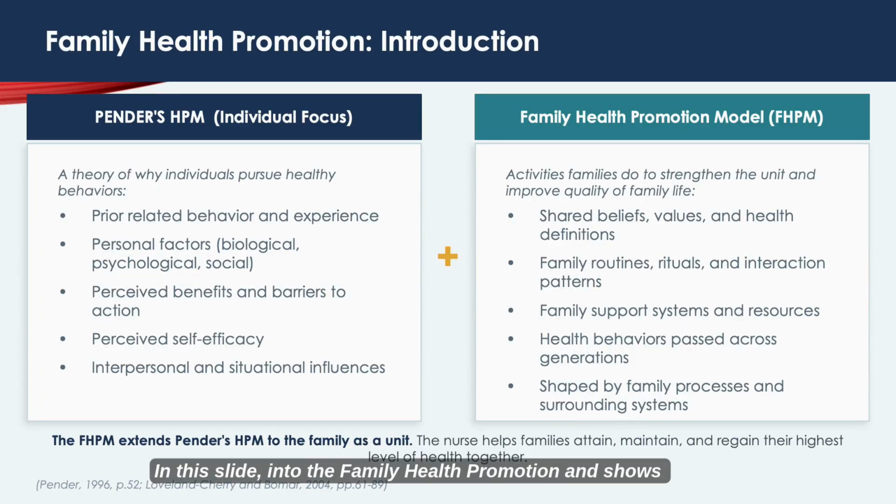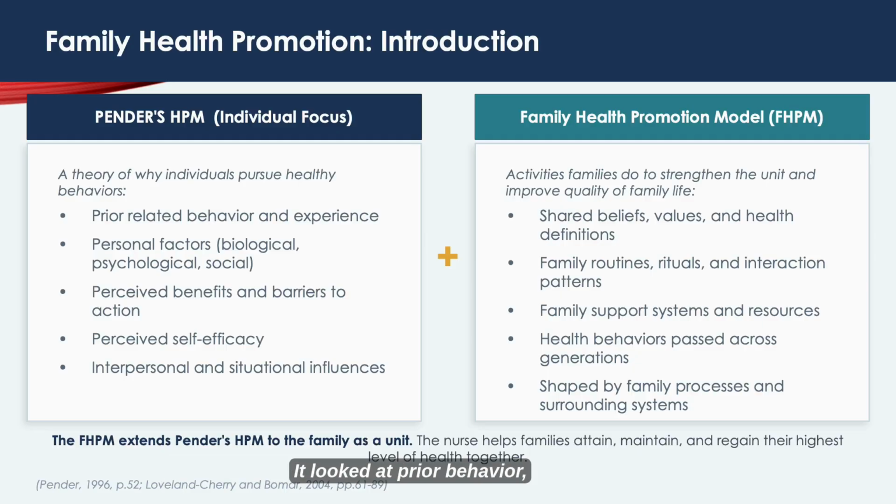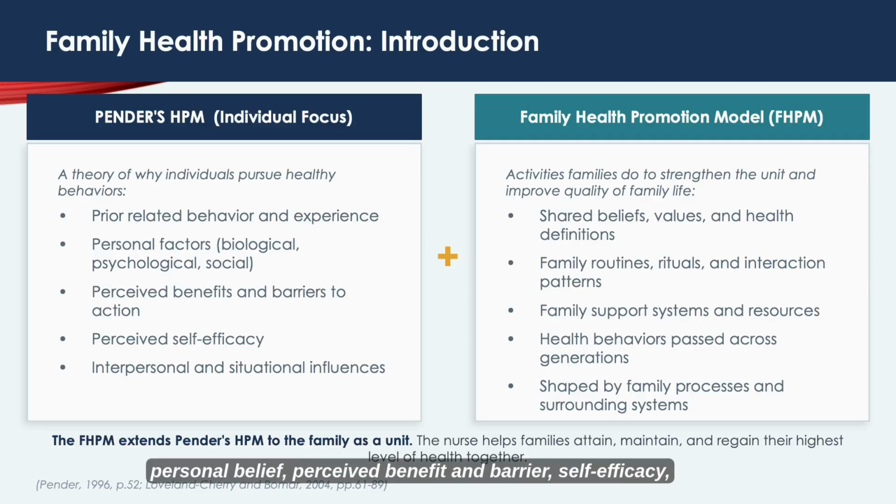In this slide, we look at the family health promotion and where the theory comes from. The family health promotion model from 1996 focused on the individual and why one person chose to act on their health. It looks at prior behavior, personal beliefs, perceived benefits and barriers, self-efficacy, and influences from other people and environment. In 2004, Loveland-Cherry and Bomar took the model and applied it to the whole family. Family health promotion is about activities families do together to strengthen their family unit and improve their quality of life. Instead of asking why one person acts, we now ask why a family acts together.